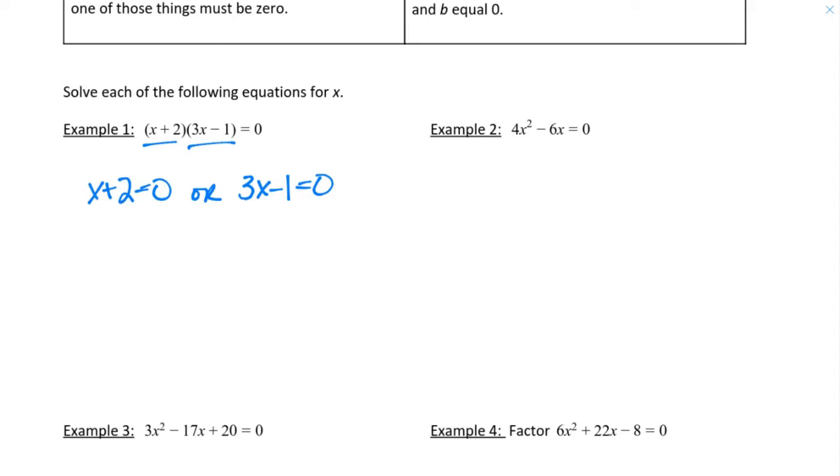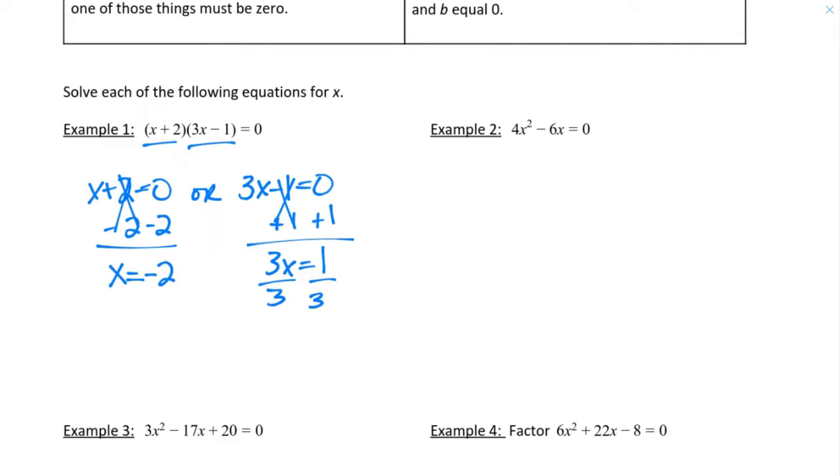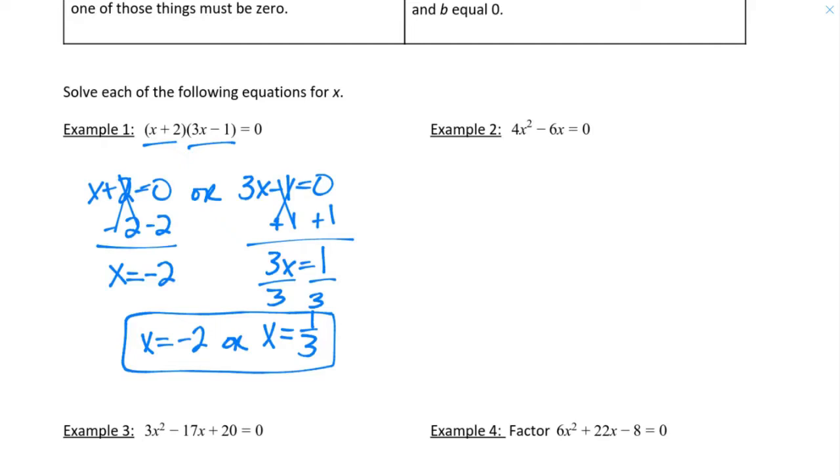Once we split that up using the zero product property, we can then solve those equations separately. So the first one, we would come up with a solution of x equals negative 2. And the second one, when we add 1 and then divide by 3, we would come up with a solution of 1/3. So we know that x would either have to be negative 2 or 1/3. And again, remember with these, we don't know which one it is, so we need to make sure that we list both solutions because they both make the expression equal to 0.